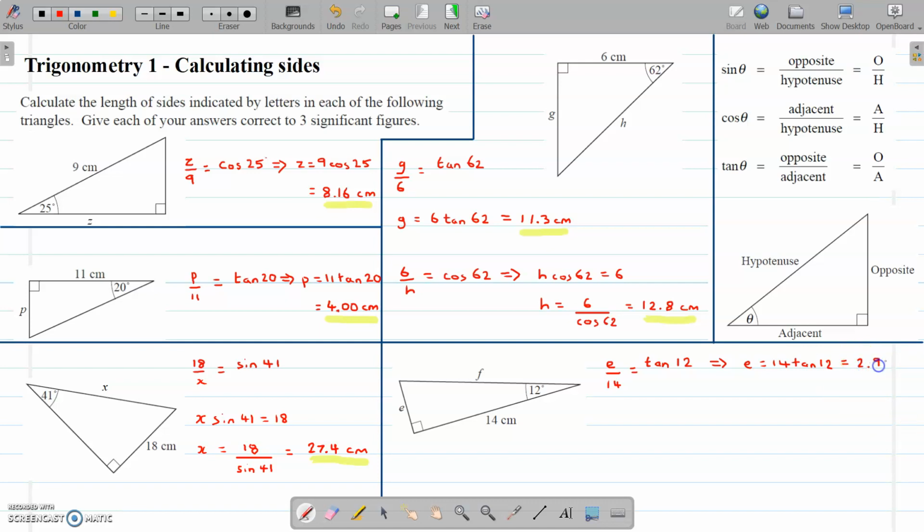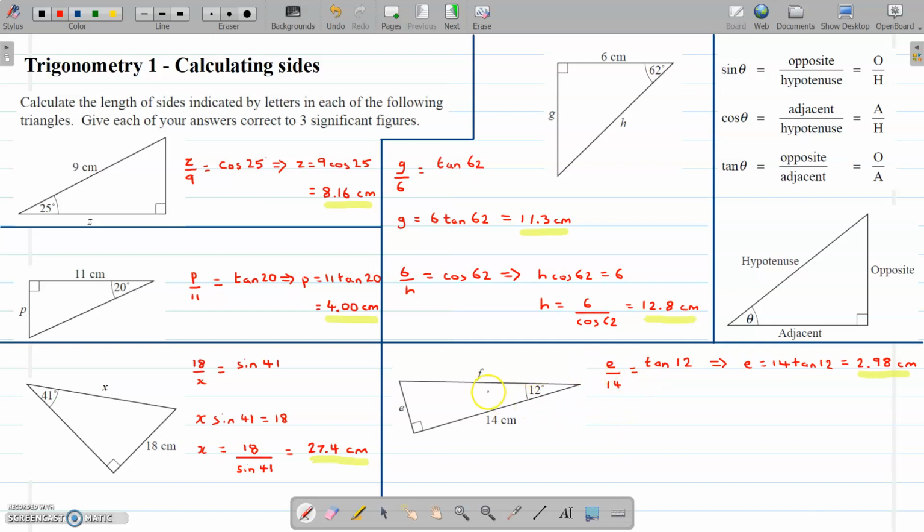2.98 centimeters to 3 significant figures. Now, if you think about that, 12 degrees is quite a small angle, so it seems reasonable that if that's 14, this is actually quite short, just under 3 centimeters. So it seems quite reasonable. But bear in mind that the diagrams in these sorts of questions are very often not drawn to scale. That's deliberate really, because it forces you to calculate and really think about what you're doing.